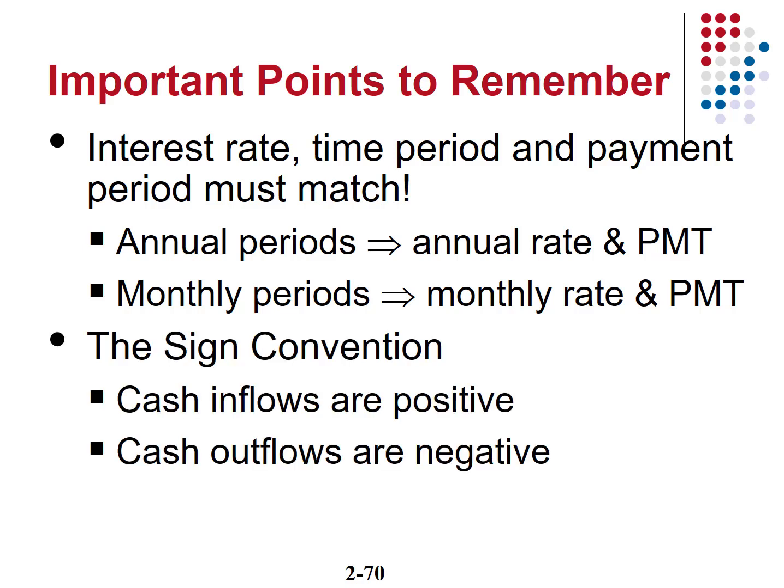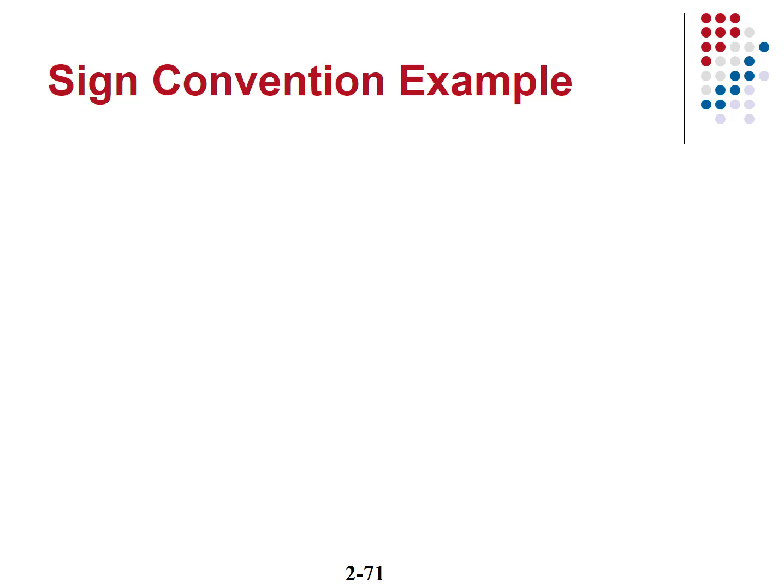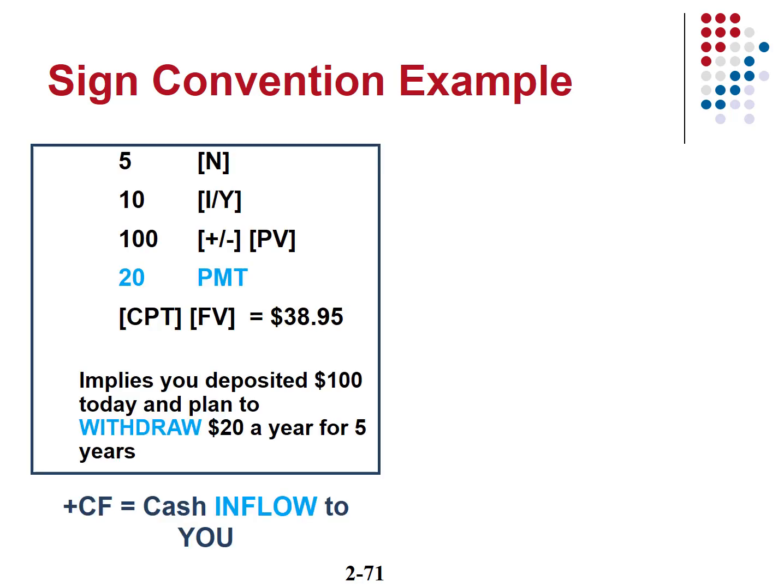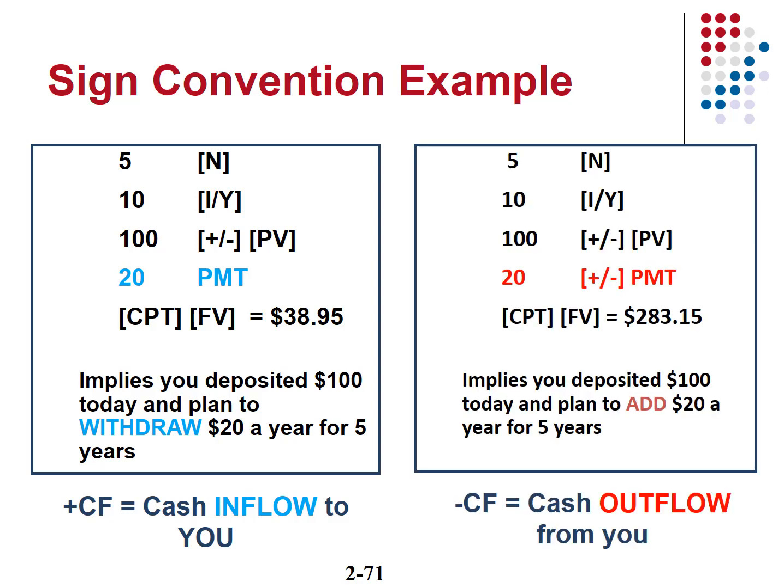The sign convention is critical once payment is non-zero. These two problems are going to look the same with one major difference. In the problem on the left, payment is a positive $20, implying that we will receive $20 every year for 5 years. In the problem on the right, payment is negative, implying that we add $20 to the account every year. Big difference. Everything else about the two problems is the same except the sign of the payment. Note, the answers don't just differ by sign, they're totally different.